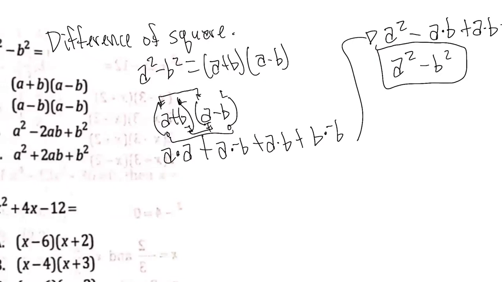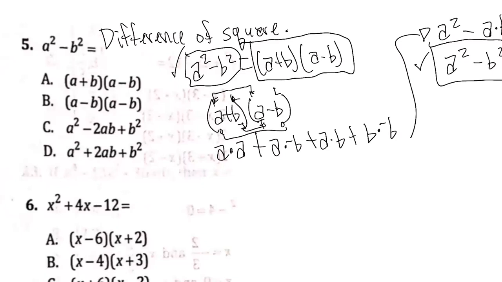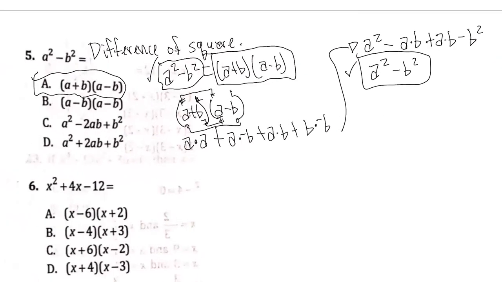That means this matches, right? Here and here, right? So these match. So our final answer is this one, a plus b minus ab. There you go. That's how you do that one. Now the next one.